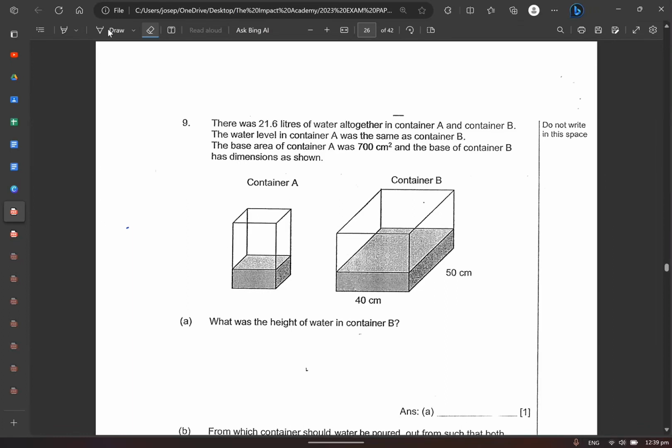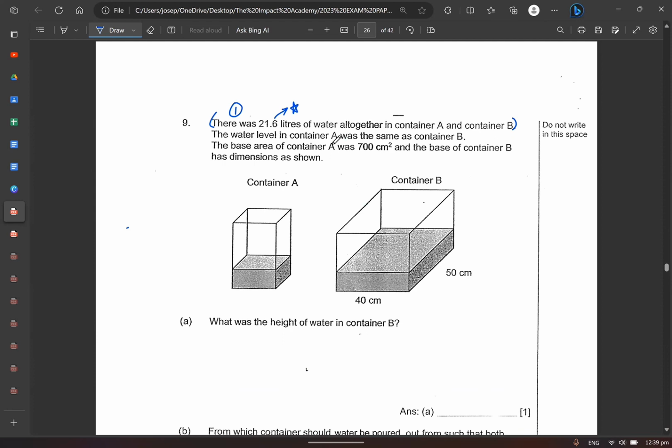Hi everyone, so today we are looking at a question like this. It says that there was 21.6 liters of water altogether in container A and B. So this is sentence number one. All right, so we know that the total volume in A and B is actually 21.6 liters.